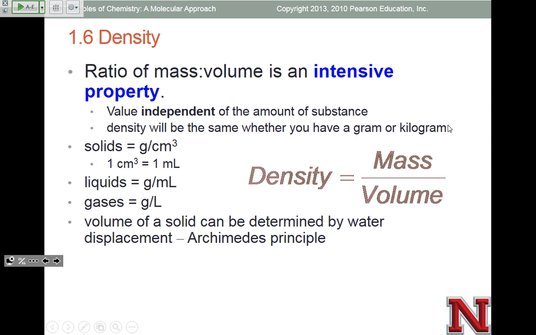And oftentimes, we'll determine the density of a solid by having a volume of liquid, typically water, and measuring the amount the water is displaced. That way we can figure out our volume. Because if we know the density, then we have a conversion factor.